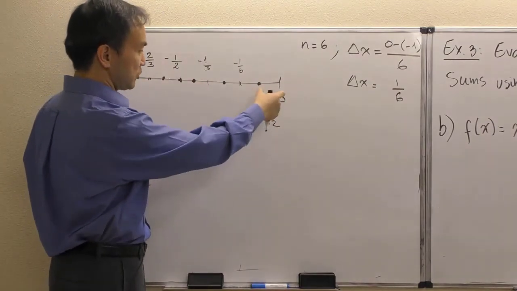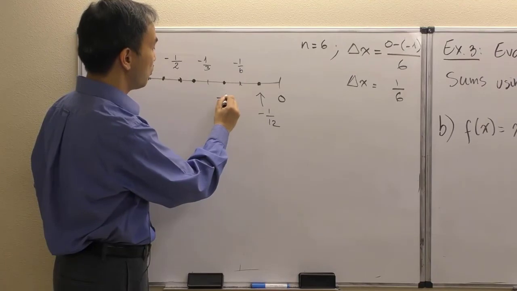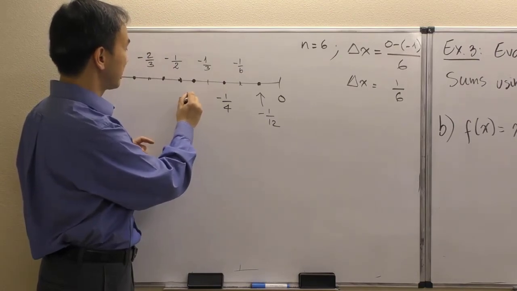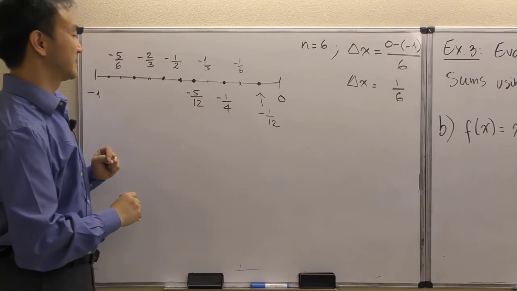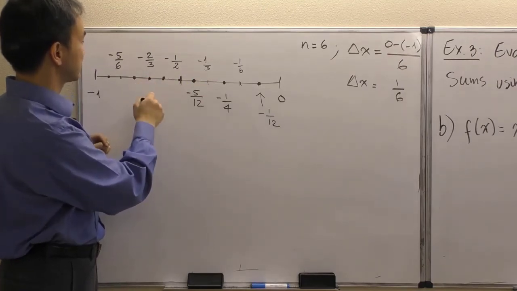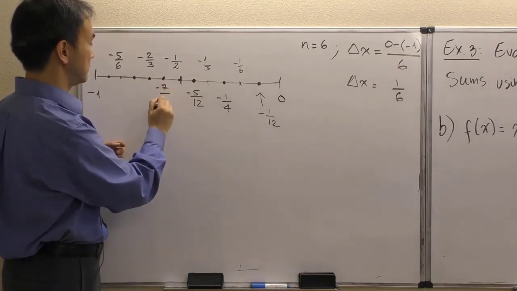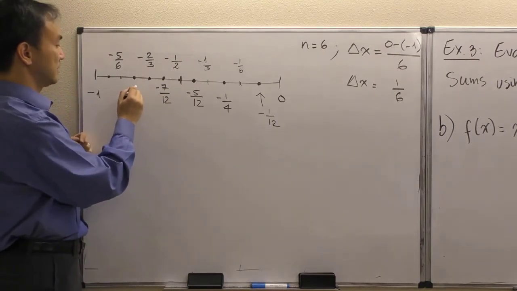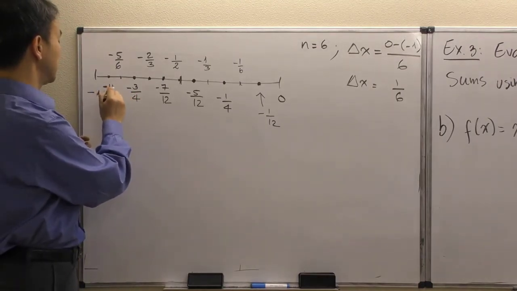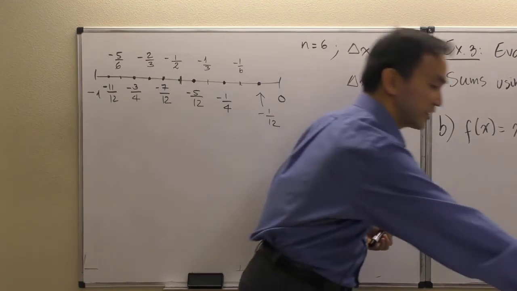Each one is a space of 1/12. So here minus 1/4, and then -5/12 is here. That's our halfway point of the interval. And then here, -7/12, -3/4, -11/12 like that. All right, so those are our sample points being the midpoints.